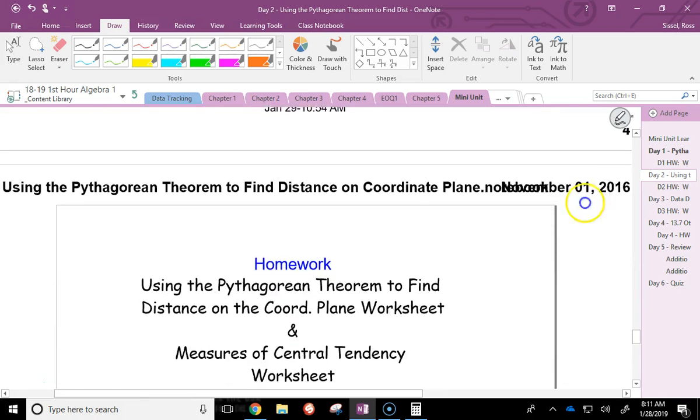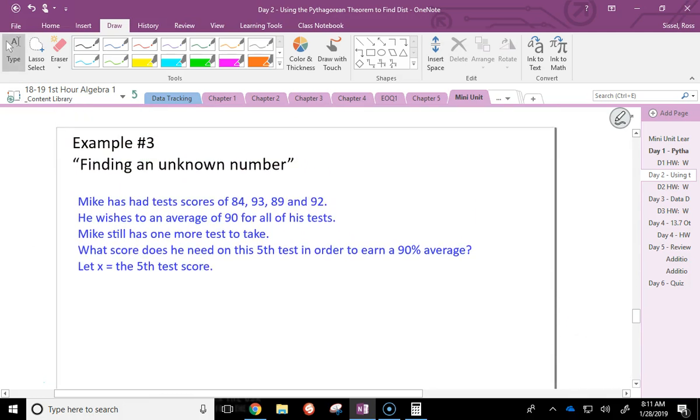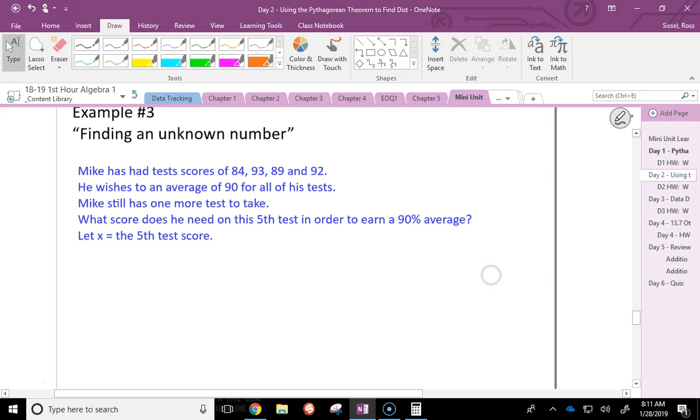All right, last thing. Finding an unknown number. And this I used in college a lot, trying to make sure I could get my grades correct. But it says, Mike had test scores of 84, 93, 89, 92. He wishes to have an average of 90 on all his tests. He needs to have a 90. He has one more test to take. What score does he need on his 5th test in order to earn a 90?